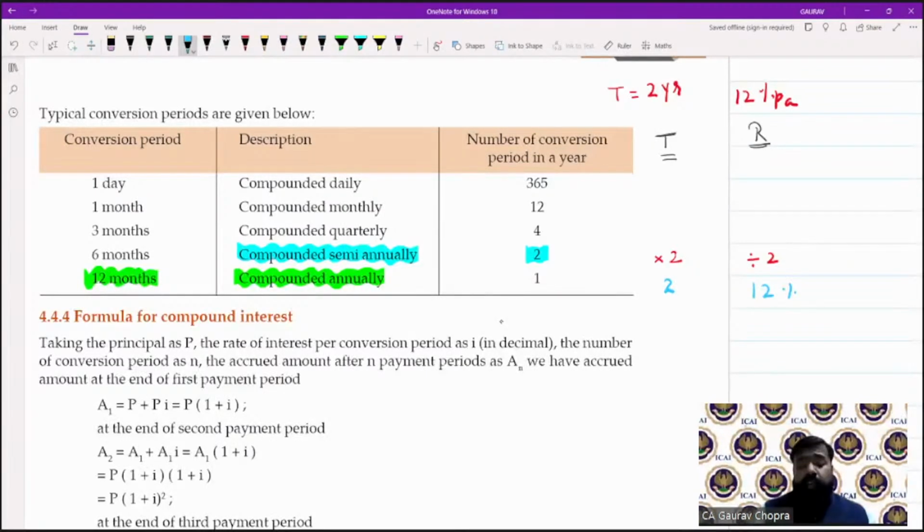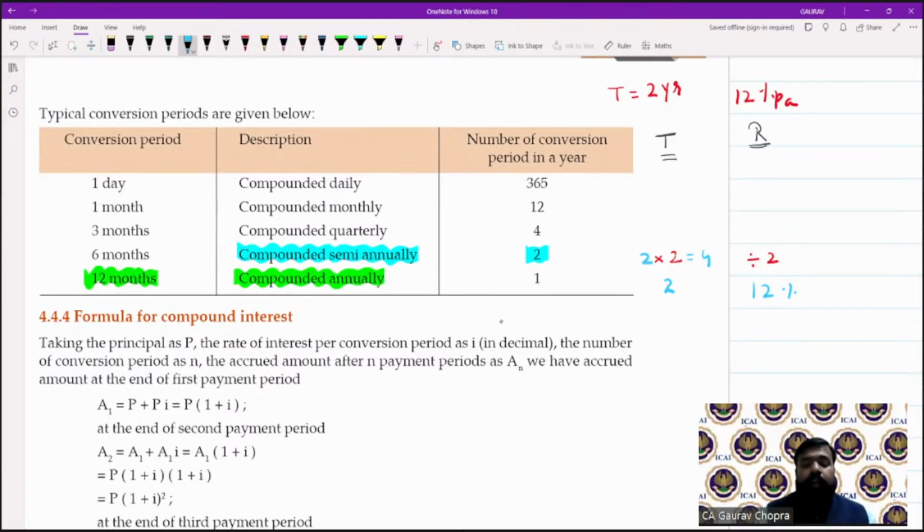But when the compounding is done semi-annually, we have to compound every 6 months, so in 2 years how many 6 months come, that means in 2 years how many half years come. So in one year there are 2 half years, therefore in 2 years there will be 4 half years. So what we are doing, 2 multiplied by 2, that is 4.